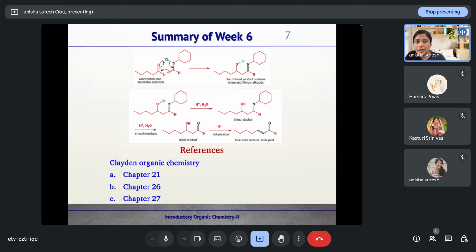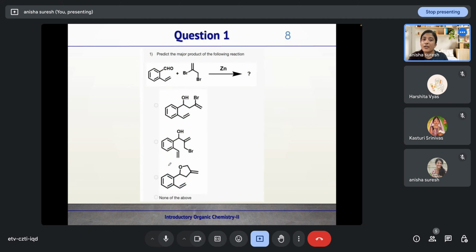Now, coming to our problem solving session. This is question number 1. Predict the major product of the following reaction. So, a carbonyl compound is there, a bromide, and zinc is given. What sort of reaction is taking place here?